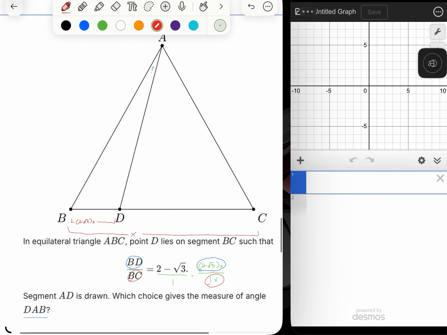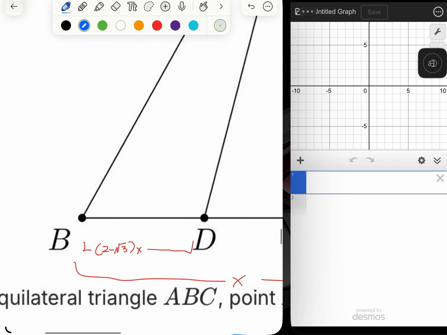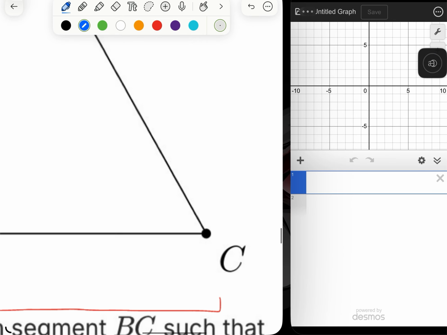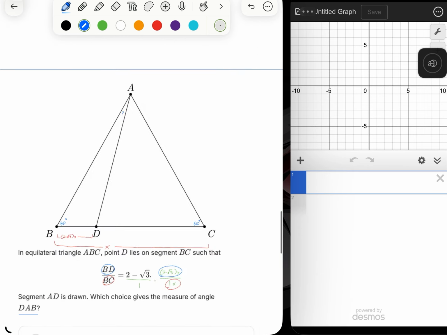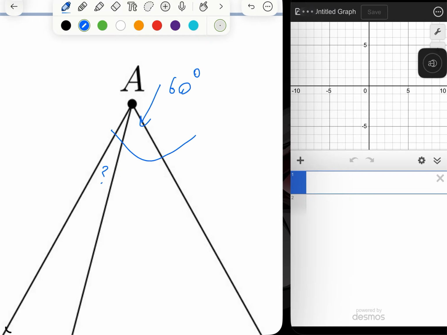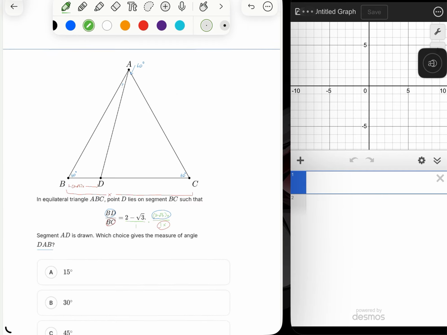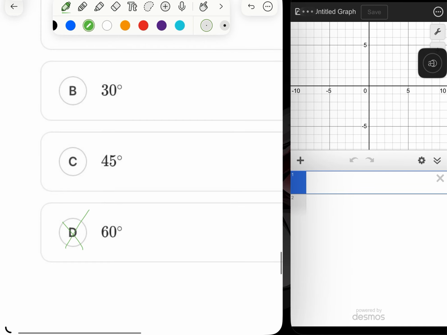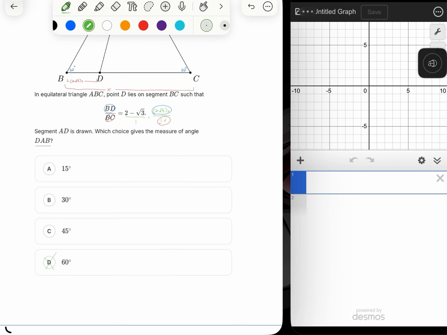Well, because this is an equilateral triangle, what does that mean? We know all the angles are 60 degrees, so let's work with that. We know these are all 60. Well, if this entire angle is 60, then this question mark has to be smaller. We can make at least that assumption. So the answer choice cannot be D, because it has to be smaller than 60.